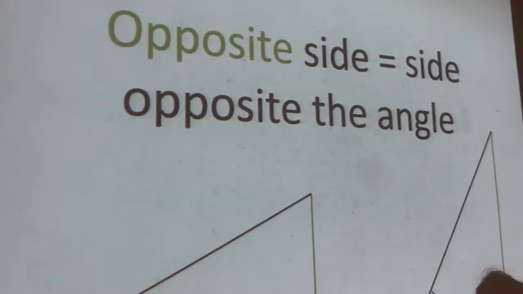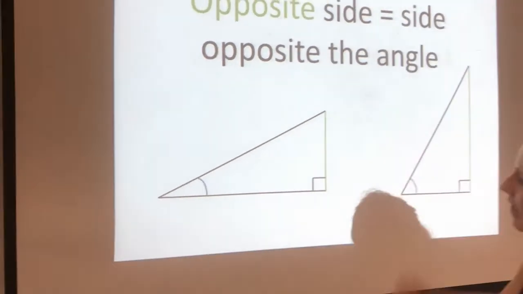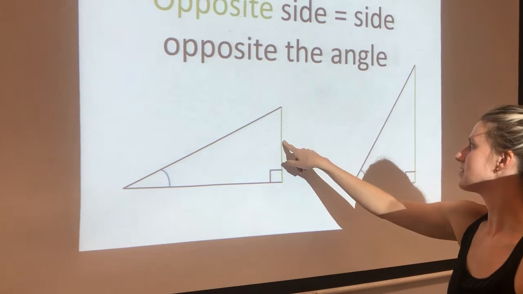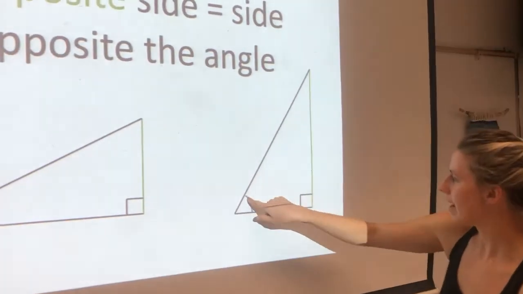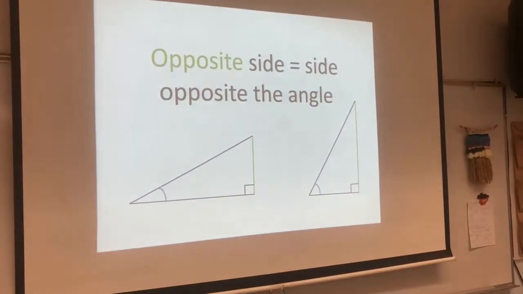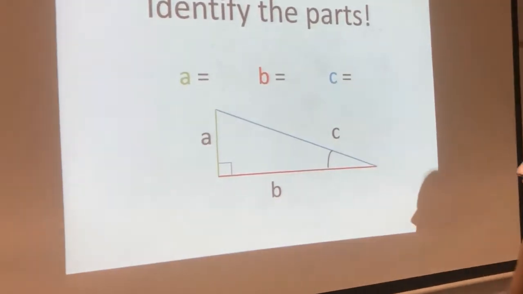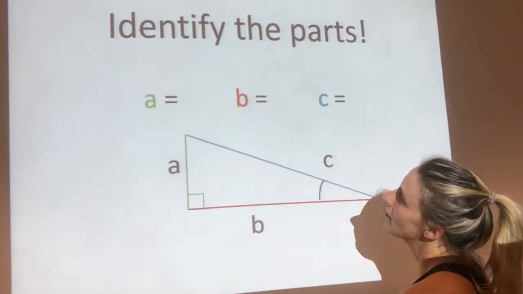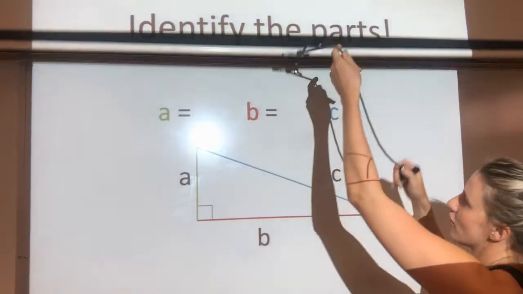My opposite side is the side opposite of the angle. So again, if this is the angle I'm trying to find, opposite side. Sweet. Moving right along. All right, pause the video. I want you to identify the parts of my triangle.